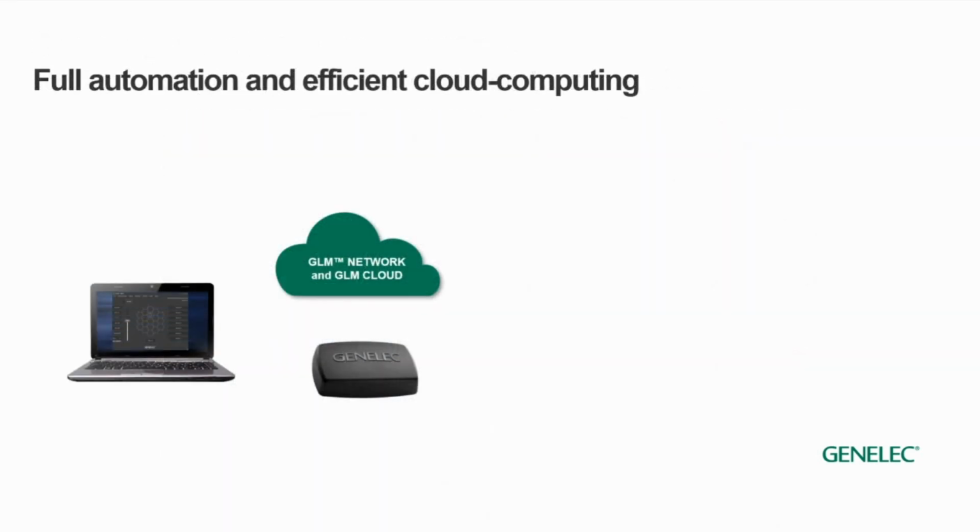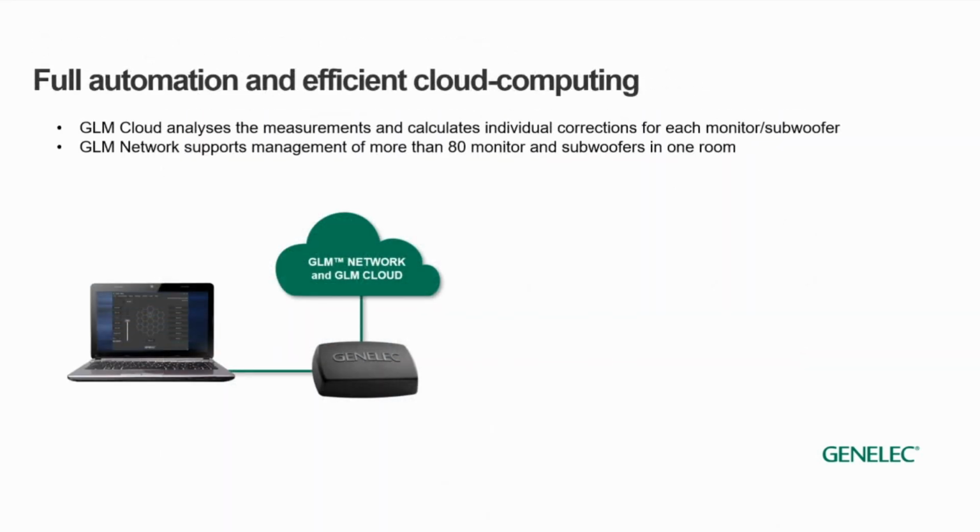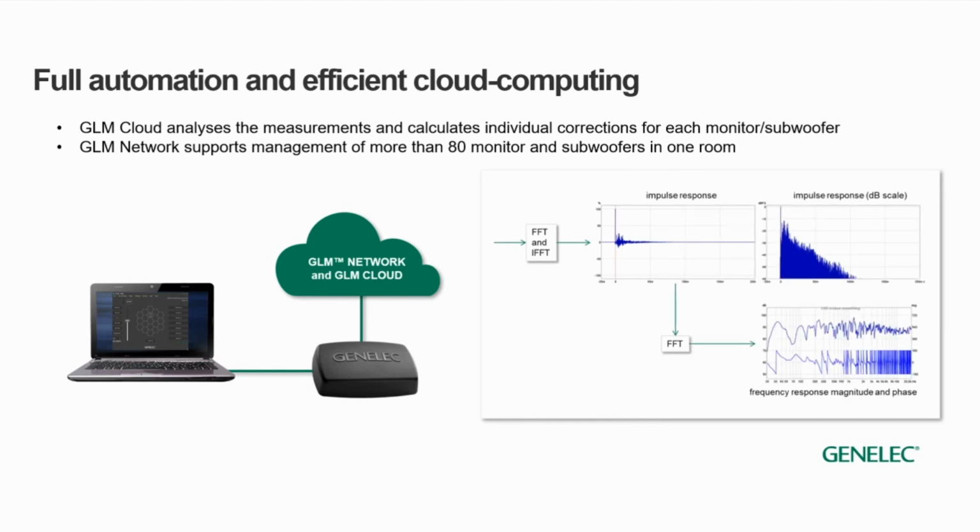Once all the measurements in the room have been collected, then GLM goes to talk to Genelec Cloud Computer. The Genelec Cloud Computer calculates the impulse responses, calculates the frequency responses, and then also takes additional steps to figure out how each monitor and subwoofer has to be adjusted to give the best, the cleanest audio at the location where it has been installed. Also, the cloud computer figures out how the levels and delays have to be adjusted in order to align the loudspeakers to have the same level.